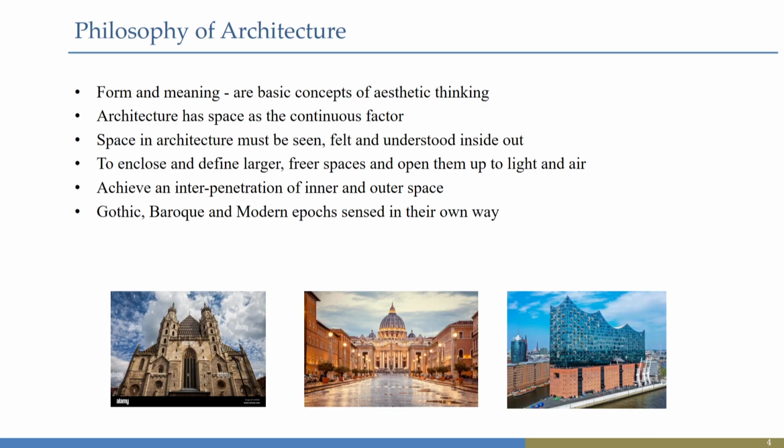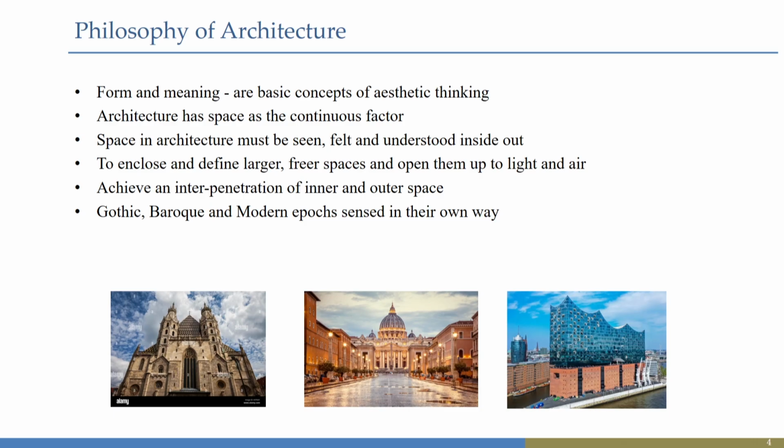Another thing that we must see is space in architecture must be seen, felt and understood as inside out. So, there is an inside space and there is an outside space. Inside space has a certain character, outside space has another character. Outside space often is called facade and inside space is the utilitarian part. But if you see these periods, which is Renaissance, Gothic and modern, you will see how they have treated inside and outside space very differently.